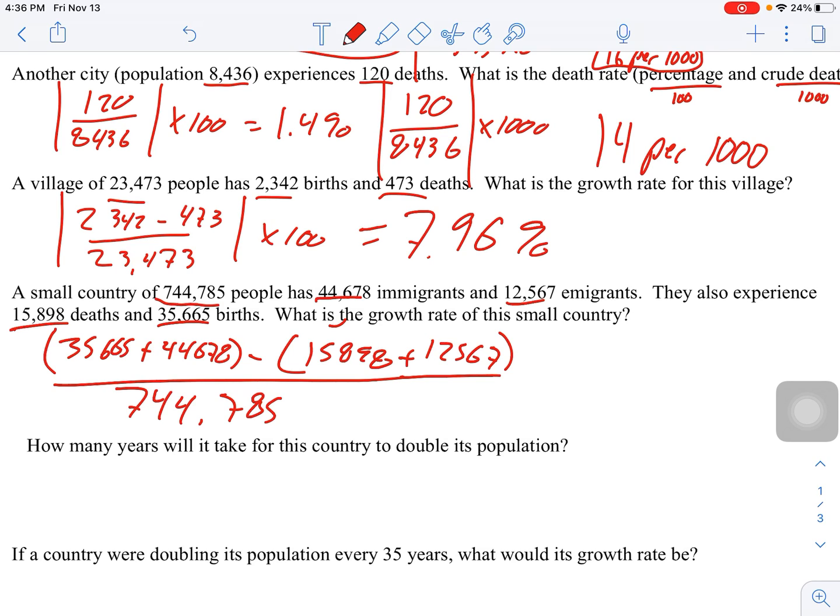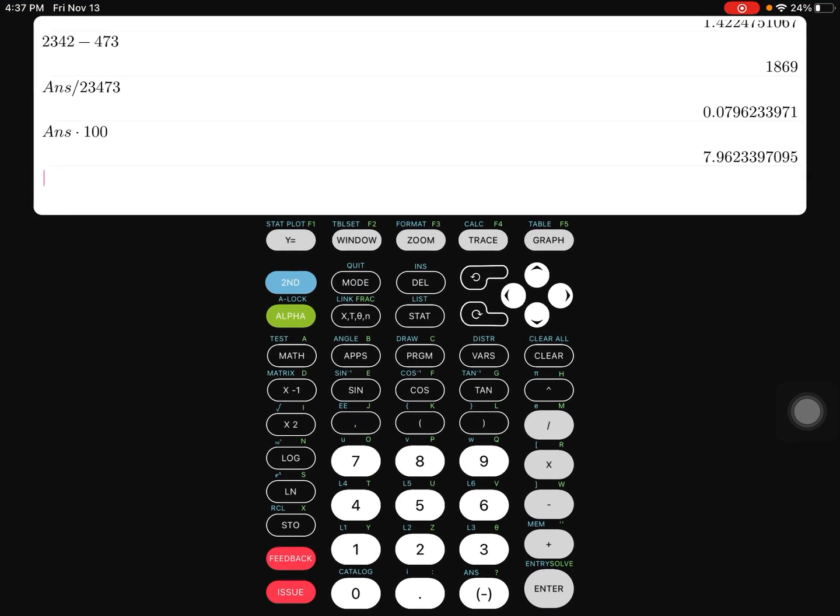Let's do those parentheses first, because that's the easy way to do this. Afterwards, we also got to multiply this whole thing by 100 to get percent, right? Okay. So let's do our births, our adds first. So 35,665 plus the people that are moving in, 44,678. And we're going to take that number and subtract it from the deaths, or I should say the exits, the deaths plus emigrants.